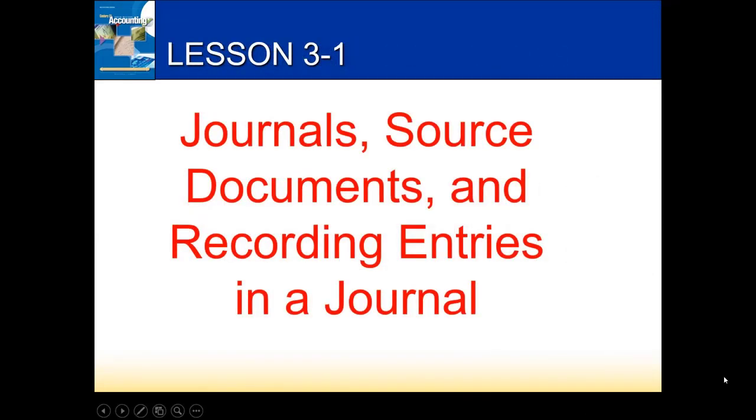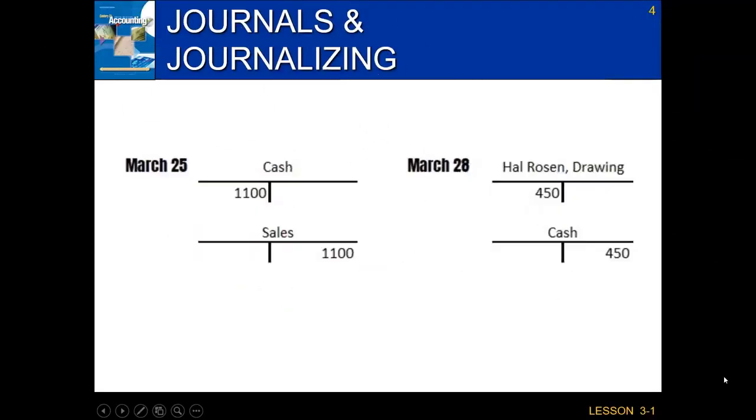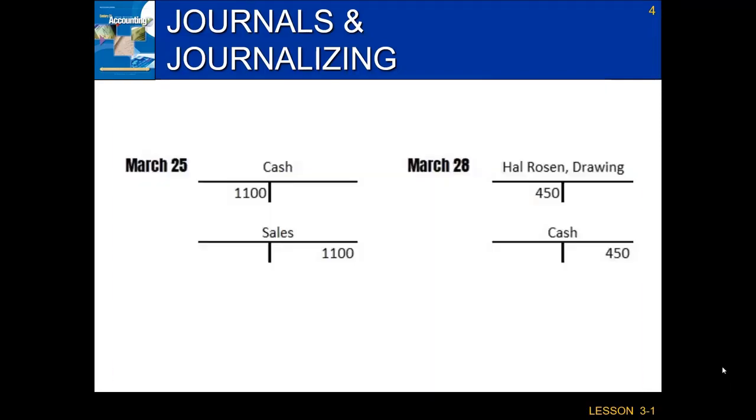So in lesson 3.1, we talk about what an actual journal is, what source documents are, and then how we record our transaction entries into a journal. So prior to this, we've been using all of these lovely T accounts like this. And who here is sick of having to draw out 2 T accounts for every single transaction? So if you're feeling a little like Karen and Gretchen Wieners, have no fear. That's what the journal's purpose is.